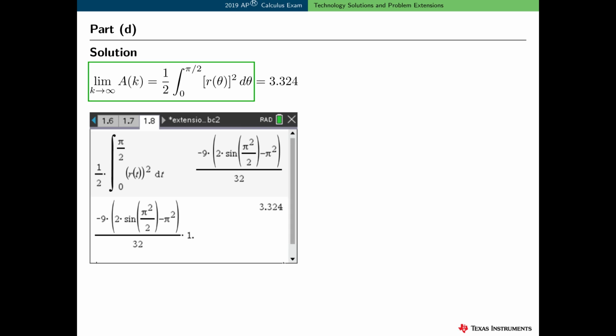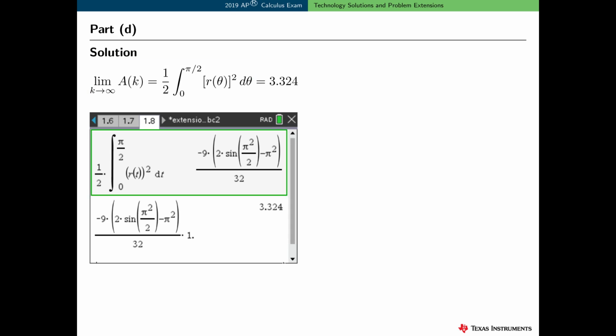We need to find the limit as k goes to infinity of A of k. Now, from our graphical and numerical exploration, as k goes to infinity, the circle captures all of the region S in quadrant 1. So we need to find the area of S as theta varies from 0 to pi over 2. So using the TI-Nspire, I actually found an exact symbolic answer, and that's really cool. And here's the numerical approximation.